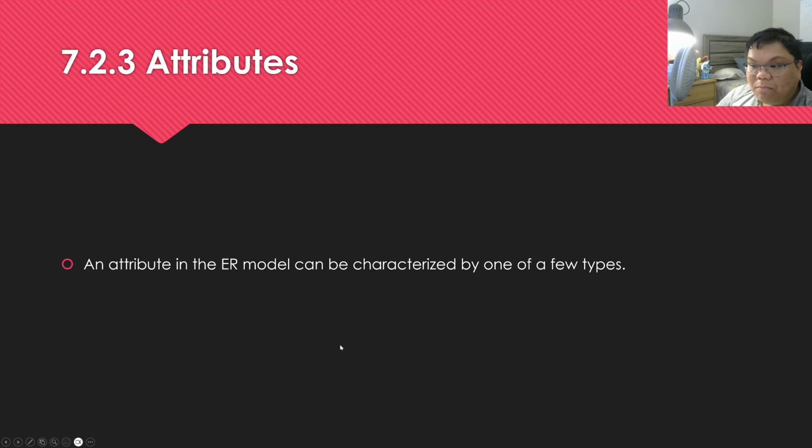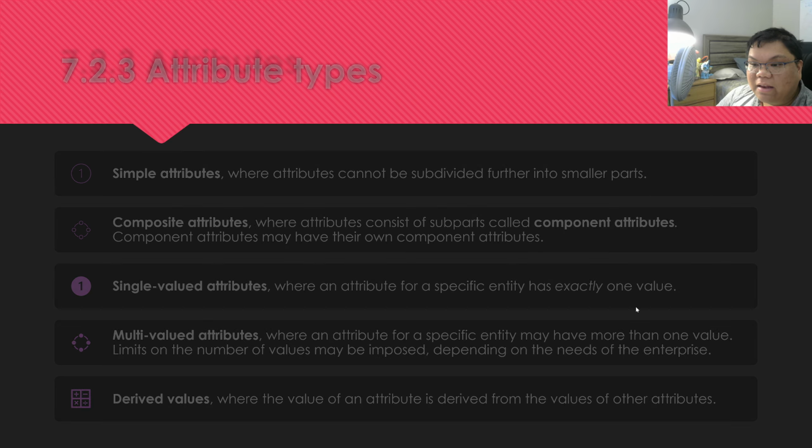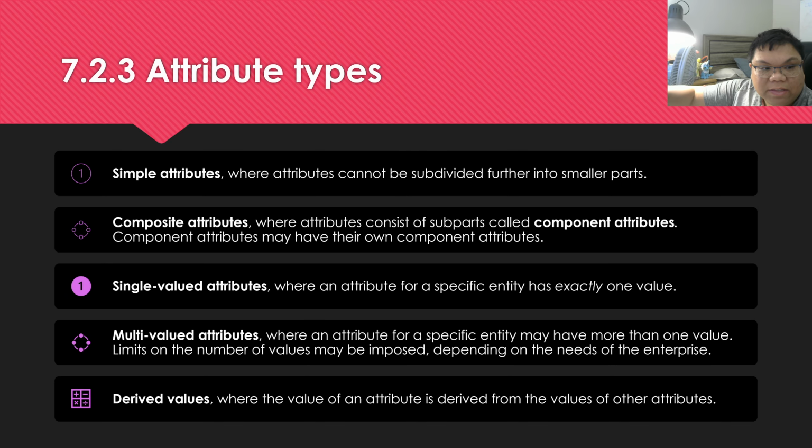An attribute in the ER model can be characterized by one of a few types, and some of these types are not mutually exclusive, by the way. For example, we can have simple attributes, which cannot be subdivided into smaller parts. We can also have composite attributes, which consist of subparts that we call component attributes. We can also have single value attributes, where an attribute for a specific entity has exactly one value. Sometimes an attribute for an entity can have more than one value.